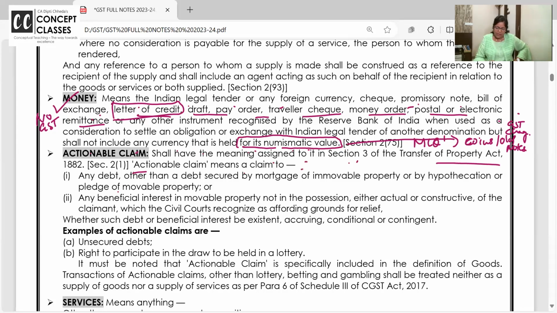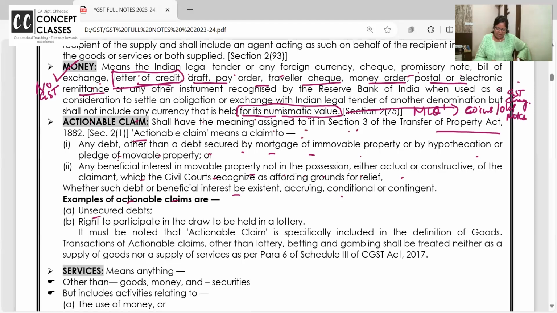Actionable claims means a claim to any debt other than debt secured by mortgage, any beneficial interest in movable property not in possession, where such debt or interest coexist. Examples are unsecured debts, right to participate in a draw, lottery. Lottery pays very well, GST is applicable. It must be noted that actionable claim is specifically included in the definition of goods, other than lottery, betting and gambling, which shall neither be supply of goods nor supply of services. Betting, gambling, all. Some addition has also been made to this at the end of the chapter I have given.